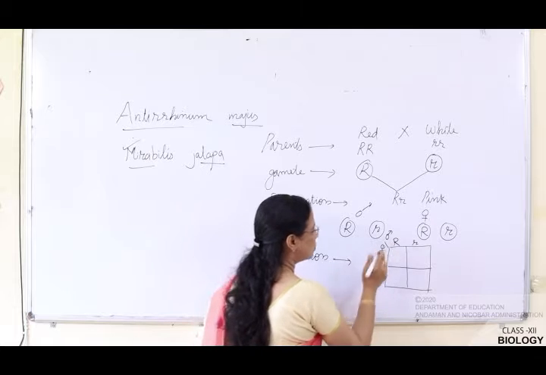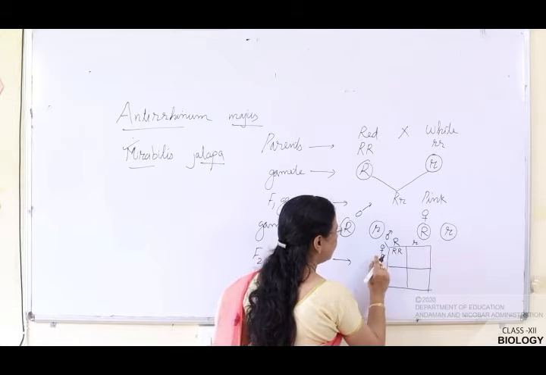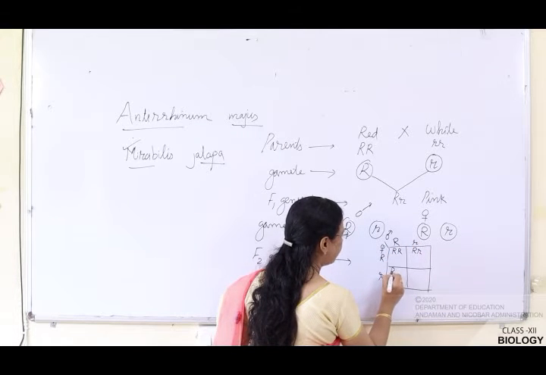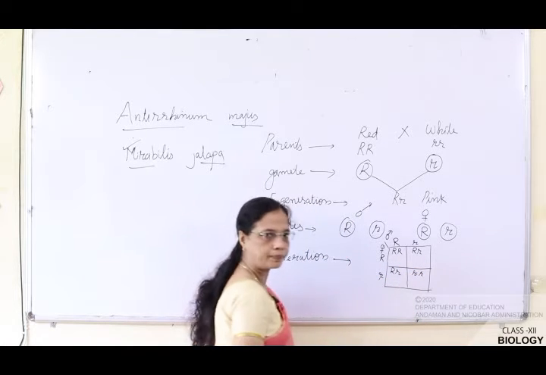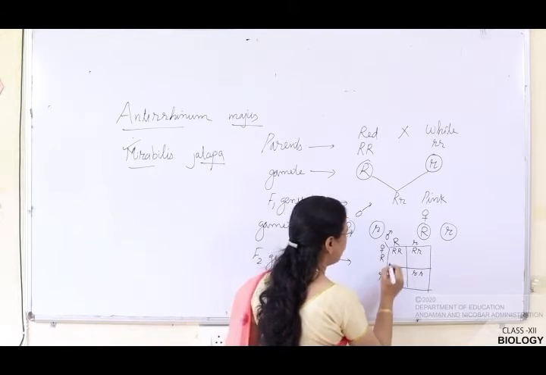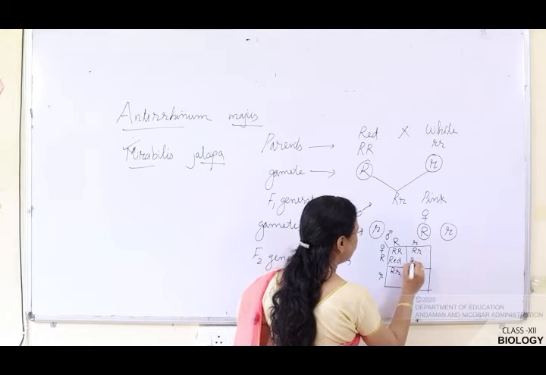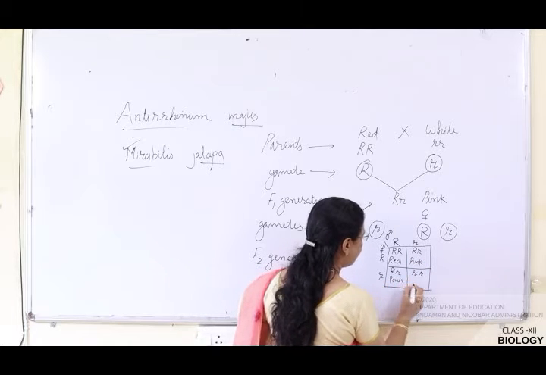This gamete fuses with the other gamete to form capital R, capital R. Here it fuses to form capital R, small r. Here it fuses to form capital R, small r. Here it fuses to form small r, small r. This is the possible genotype. Now, what is the phenotype? That is red, pink, and white.